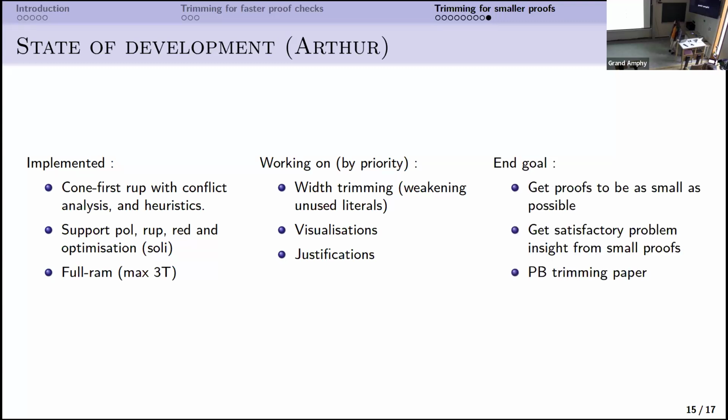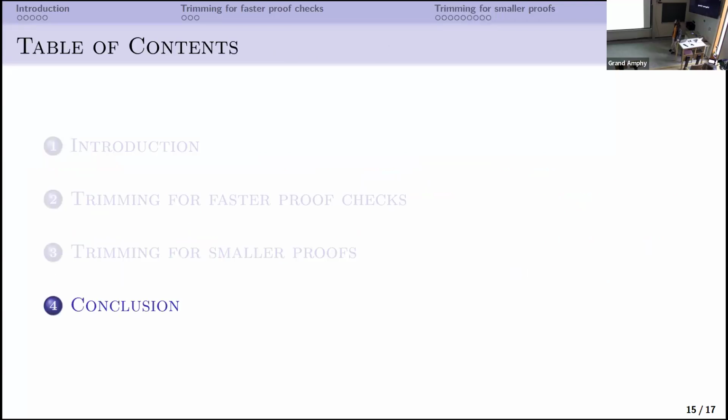The end goal of this trimmer is to get proofs as small as possible, to see what we can get. We want a satisfactory explanation inside a small proof, and the problematic part of this sentence is "satisfactory". What is a reasonable explanation? When does an explanation become a human-readable explanation? That's open to debate, and of course we want a PB trimming paper at some point too.